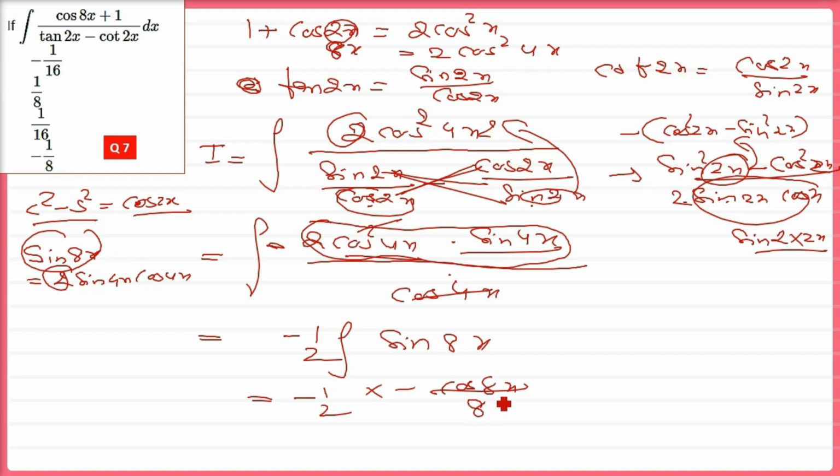It has come as negative cos 8x. Then you have to differentiate 8x and divide it by 8. So the negative gets cancelled, and it will be 1 by 16 cos 8x plus constant of integration.